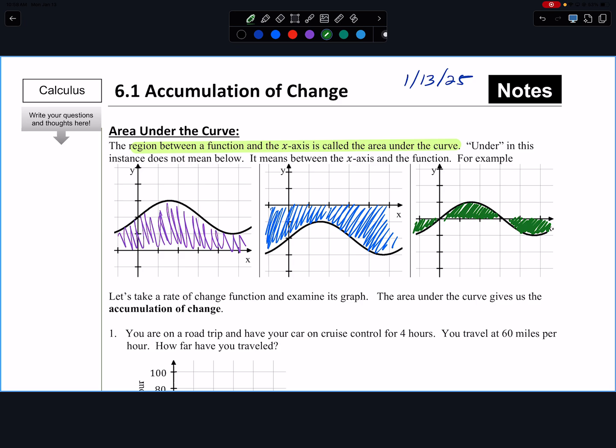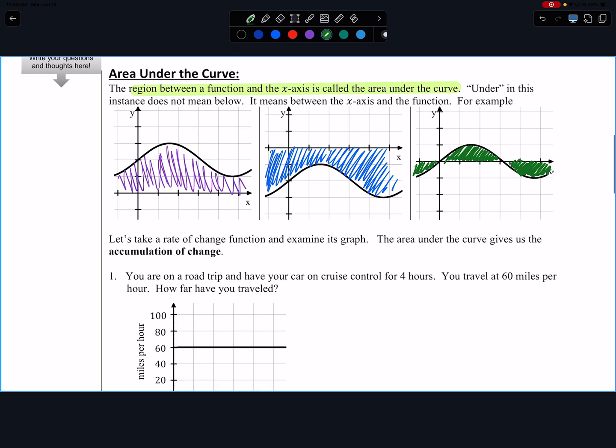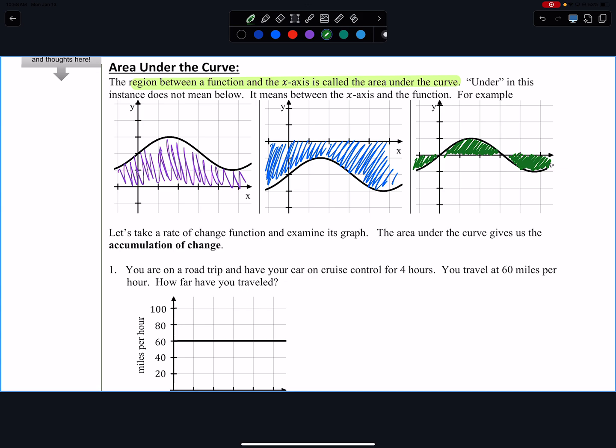Okay. So if we're talking about area under a curve in terms of a real world context, we're looking at a rate of change function. The area under the curve gives us the accumulation of change, which is the topic of this lesson.